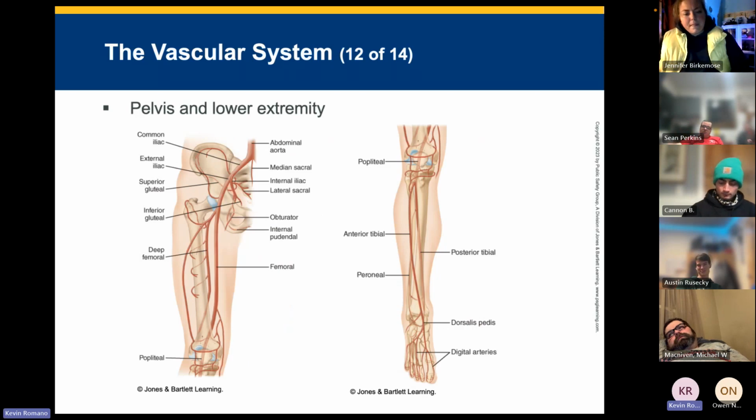For the pelvis and lower extremity, at the level of the fifth lumbar vertebra the aorta divides into two common iliac arteries. The external iliac arteries become the femoral arteries, and the femoral artery becomes the popliteal artery. Remember the popliteal pulse, located behind the knee, right? And at the foot, the anterior tibial, where a pulse location is, also becomes the dorsalis pedis artery, which is located between the big toe and the toe next to it.